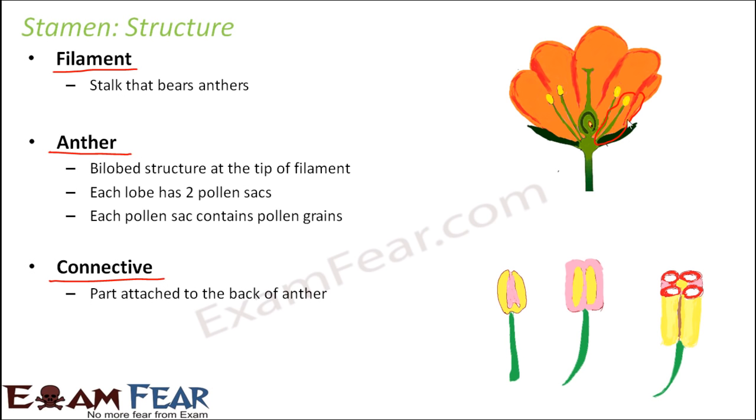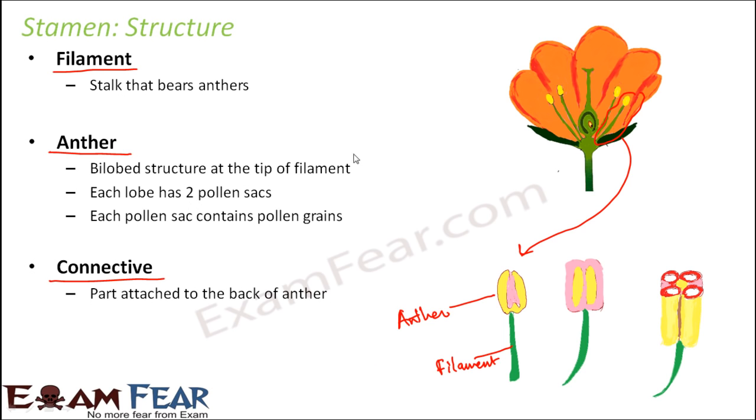If you look at the stamen, it actually looks somewhat like this. This is the stalk, that is the filament. This portion is the anther. And what is connective? It is the part that is attached to the back of the anther. If you see, this yellow colored structure represents the anther. But the anthers are joined together with a pink colored structure, and this pink colored structure is nothing but the connective, which connects the different lobes of the anther.